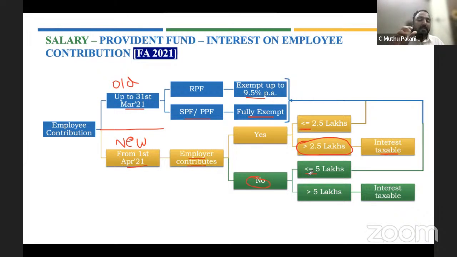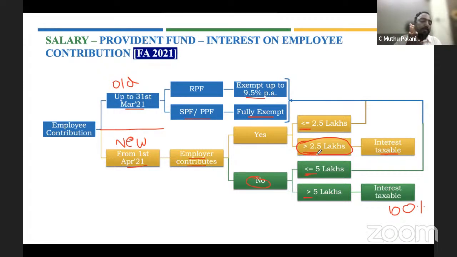Where do you remember this number? It is nothing but your tax slab. If employer contributes, first slab 2.5. If employer does not contribute, next slab 5 lakhs. So that is the limit. And if it is up to 5 lakhs, this interest provision is applicable. But if it is more than 5 lakhs, it is 100% taxable. So the entire interest in case of contribution in excess of 5 lakhs will be completely taxable. Otherwise, in the case of excess of 2.5 lakhs, it will be entirely taxable.